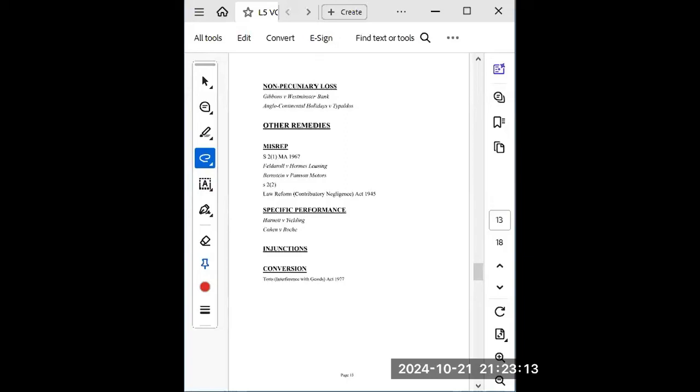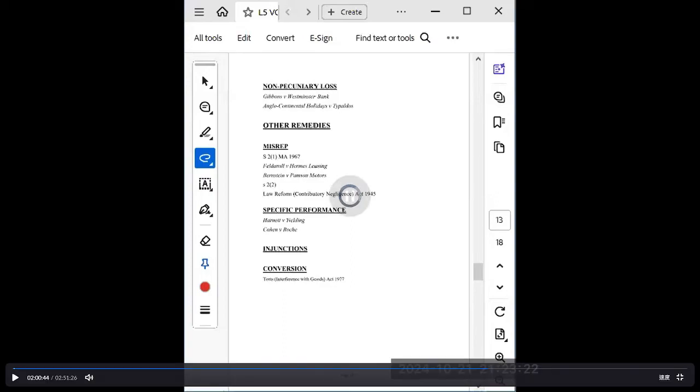Just give me another 3 or 4 minutes and I'll finish this, all right? 3 or 4 minutes. Don't forget, the buyer does have other remedies like misrep. And sometimes remedies for misrep is more favorable to the buyer. I mean, for breach of contract, the buyer loses his right to reject if he has accepted the goods.